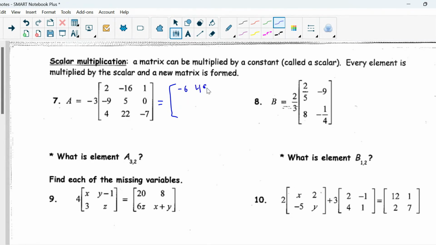48, -3 times -9, 27, -3 times 5, -15, -3 times 0, which is 0, -3 times 4, which is -12, -3 times 22 is -66, -3 times -7, which is 21. And there we go. That is our scalar multiplication. Do that same process with number 8 if you would like. We can go ahead and go through that in class tomorrow.